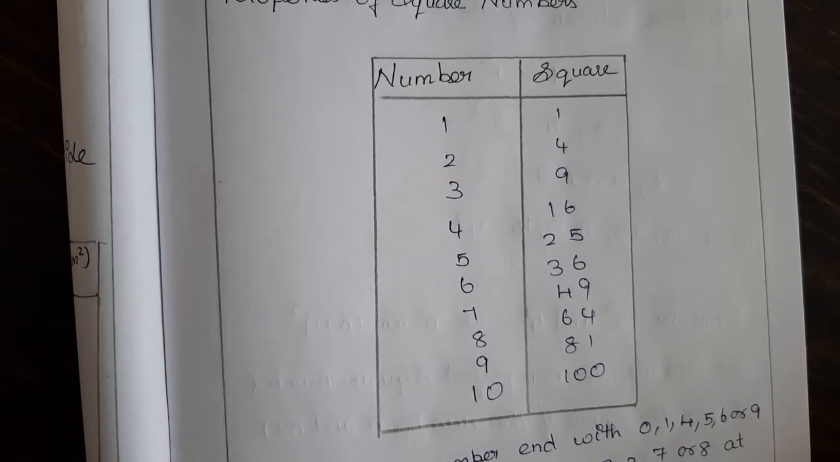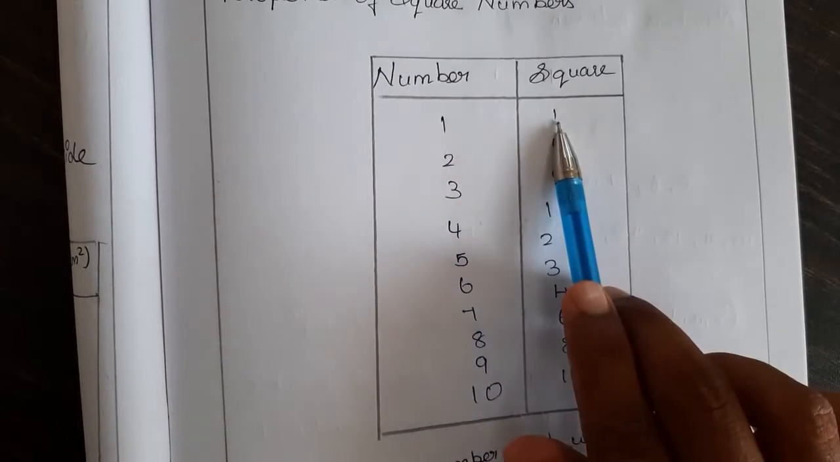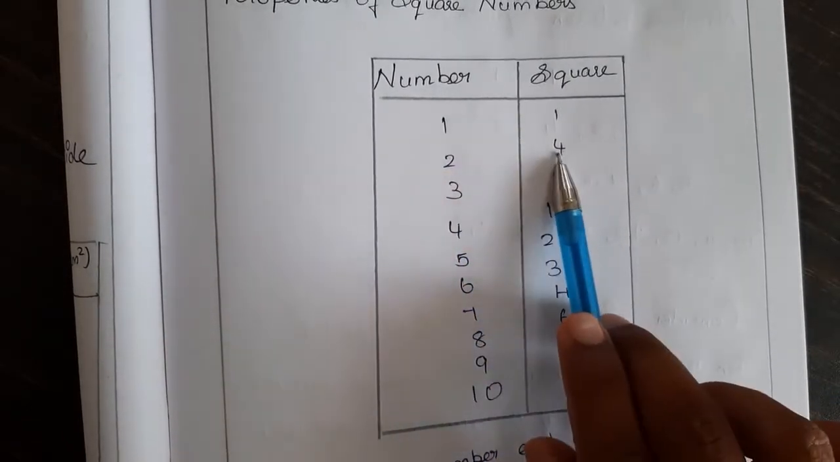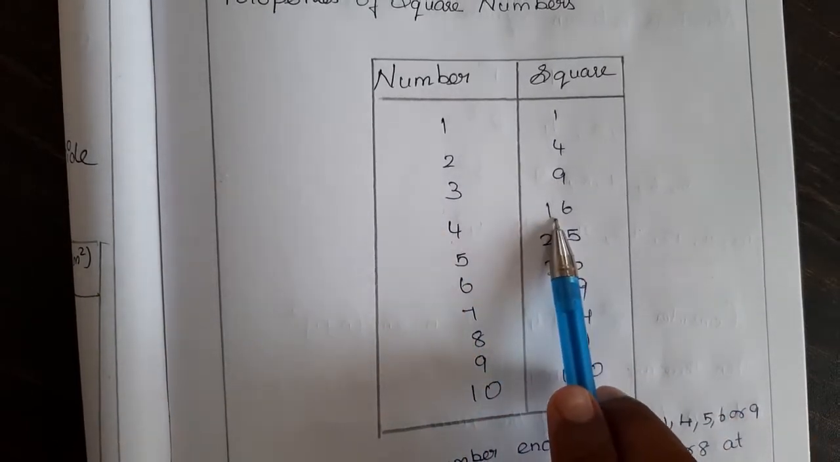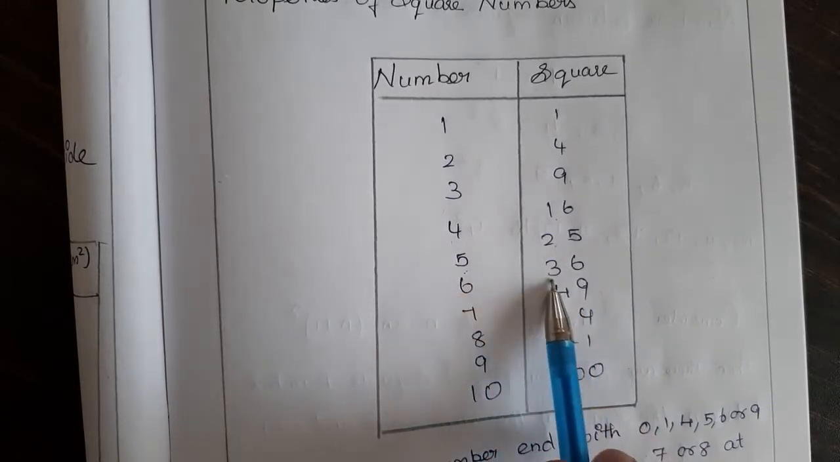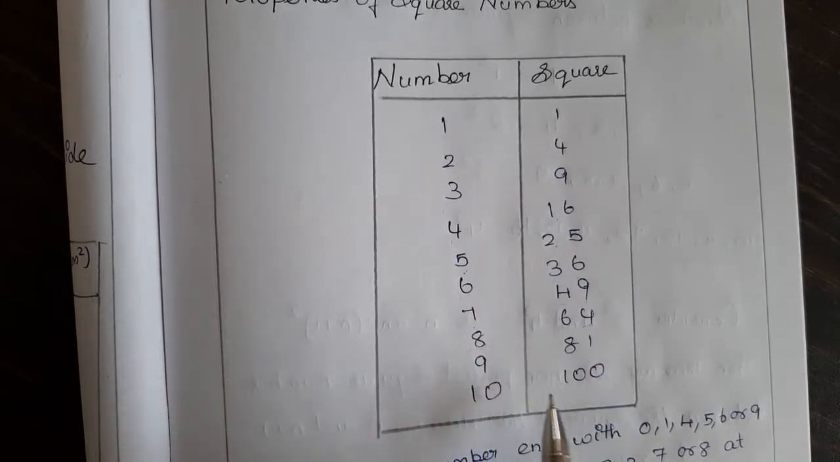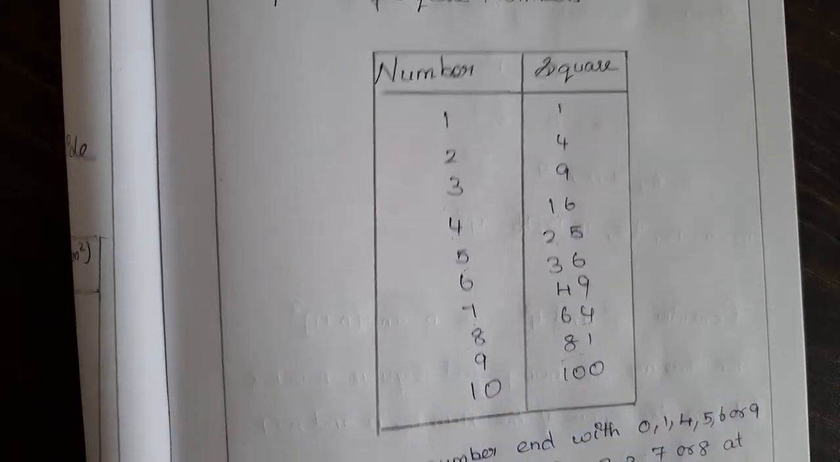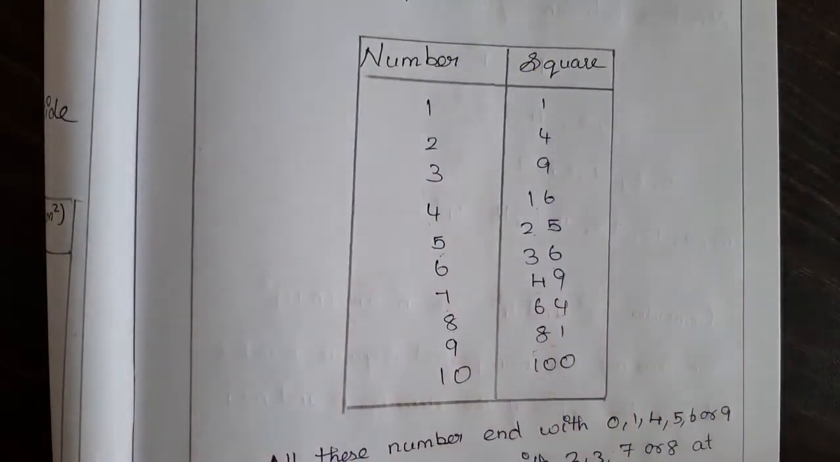1 is the number, and the square of 1 is 1. Here 2, the square of 2 is 4. 3, the square of 3 is 9. 4, the square of 4 is 16. 5, the square of 5 is 25. 6, the square of 6 is 36. 7, the square of 7 is 49. Number 8, square of 8 is 64. 9, the square of 9 is 81. 10, the square of 10 is 100. Clear? With this pattern we can observe more things.